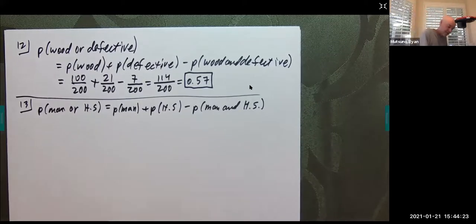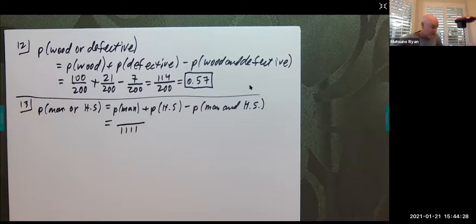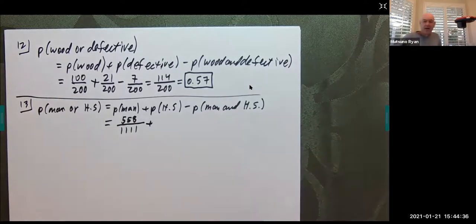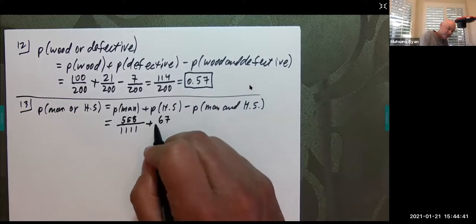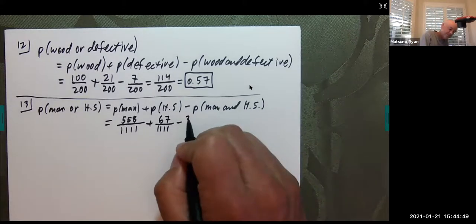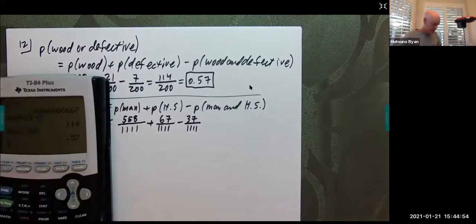So let's start here. How many men are there? The denominators are all going to be 1,111. So how many men are there total? It looks like 558. How many heavy smokers are there total? 67. And how many heavy smoking men are there? Heavy smoking men, that's 37. So we have 558 plus 67 minus 37.